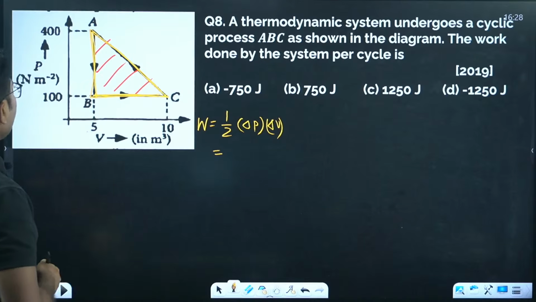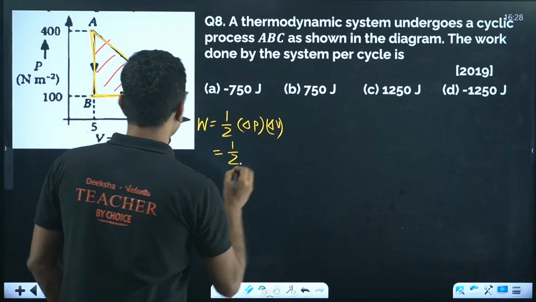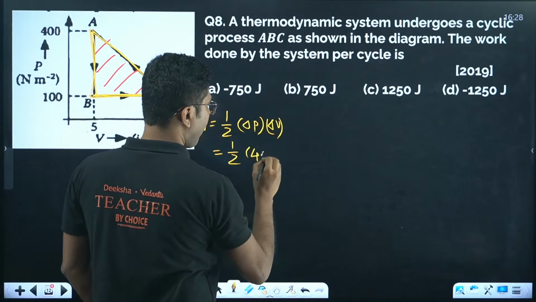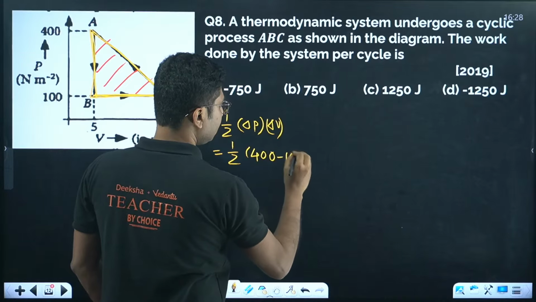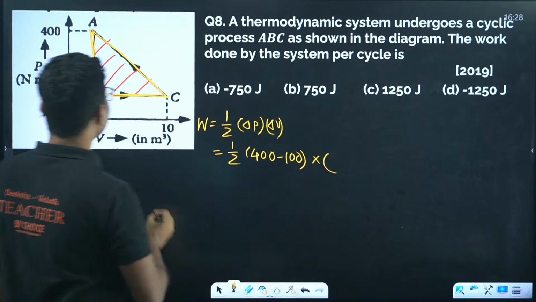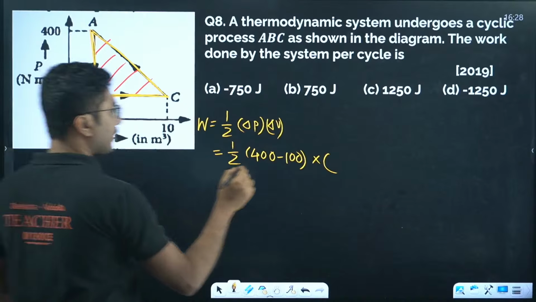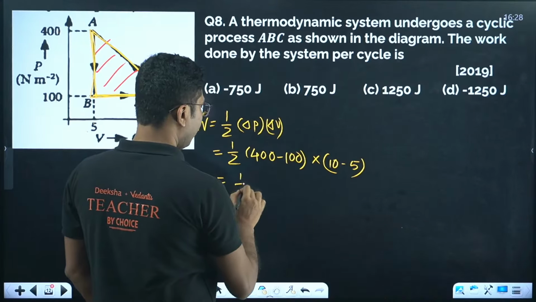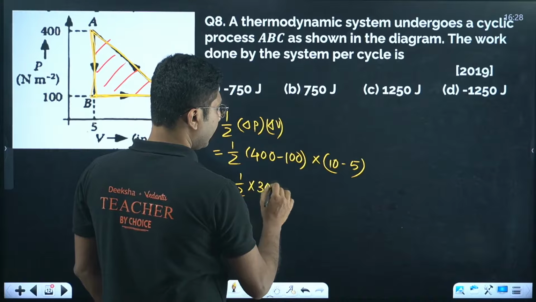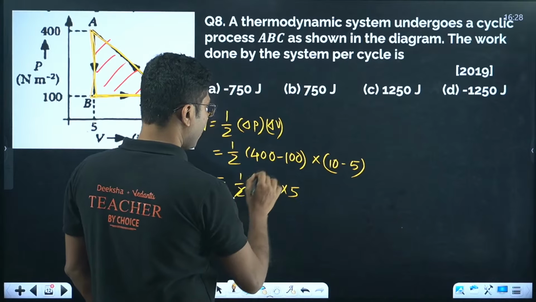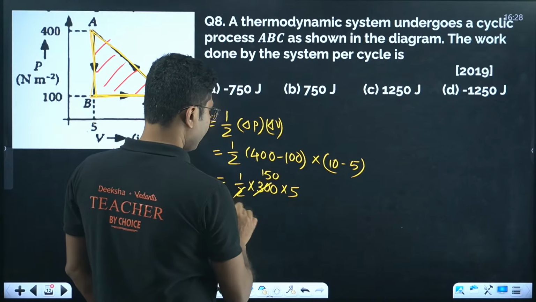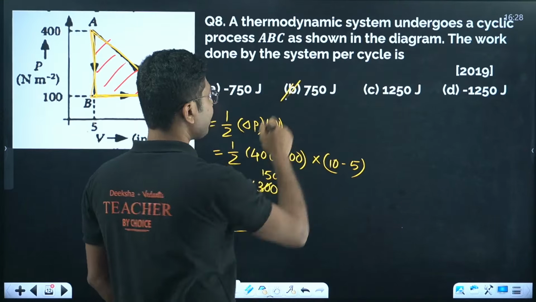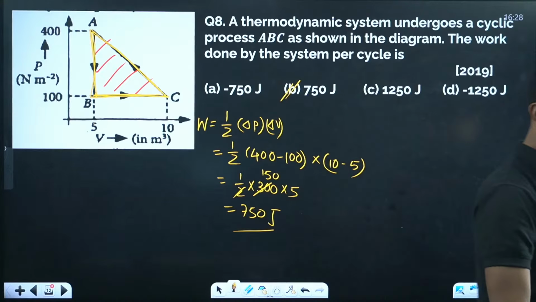Okay, now let's see. So it will be half into difference in pressure, which is 400 minus 100, into delta V. Delta V is 10 minus 5, that is half into 300 into 5, which is 150 into 5, that is 750. So 750 joules is the correct answer. So option B is correct.